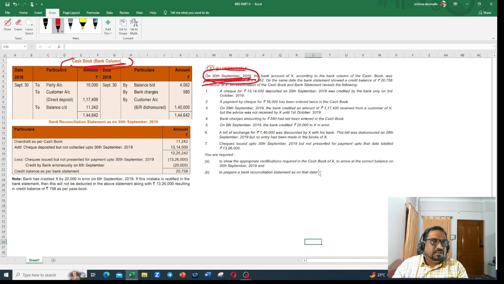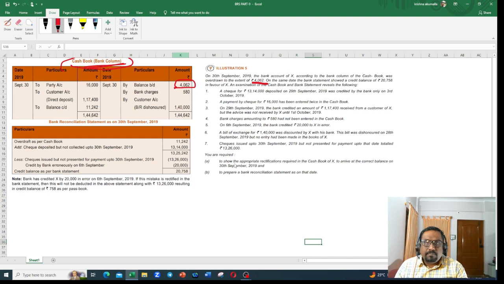The balance was, one second, that is covered here. Yeah. What was the balance here? The balance was 4,062. 4,062 was the balance. What is that balance? That is the overdraft balance. Overdraft balance is a liability for us. It will be shown in the payment side of the cash book. So on the payment side of the cash book, by balance brought down 4,000. That is the balance we got.